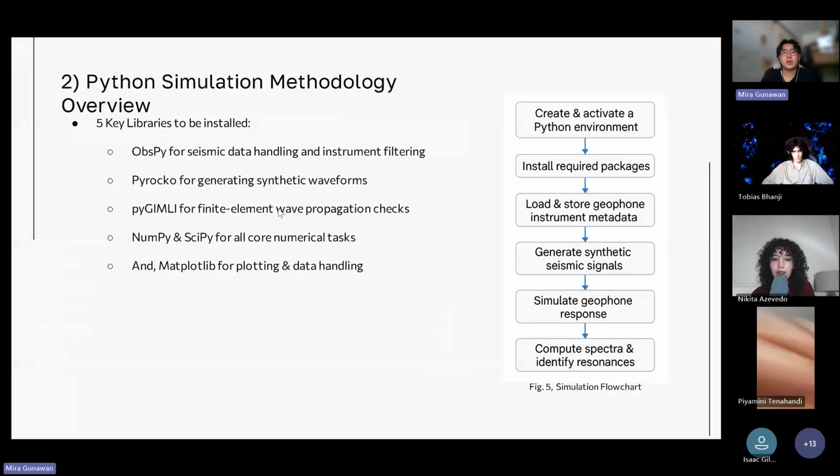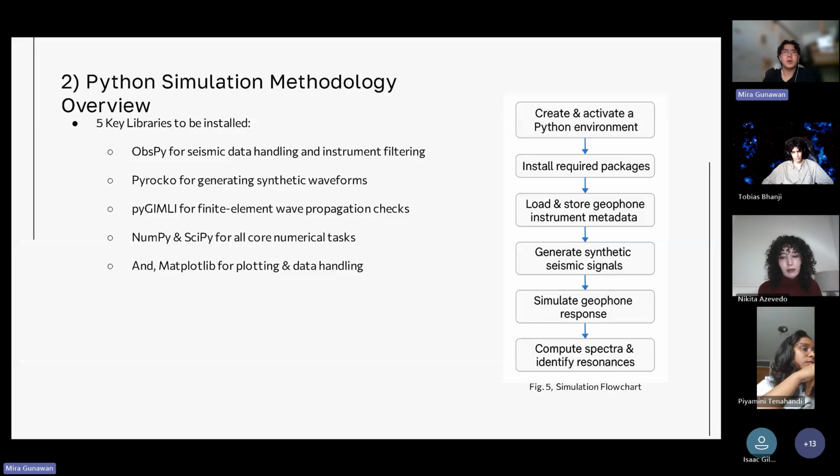Following that, with our environment active, we upgrade the Python installer and pull in 5 key libraries. As I mentioned, OBS Python for seismic data handling and instrument filtering, Pyroco for generating synthetic waveforms, the geophysical inversion and modeling library for finite element wave propagation checks, numerical Python and scientific Python for all core numerical tasks, and lastly, matplotlib for plotting and data handling.